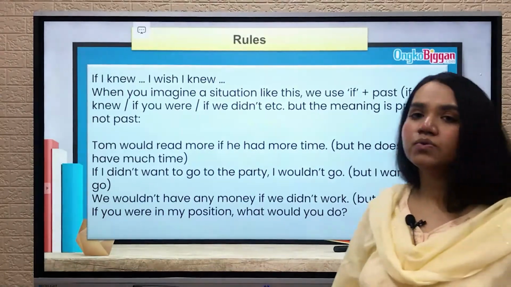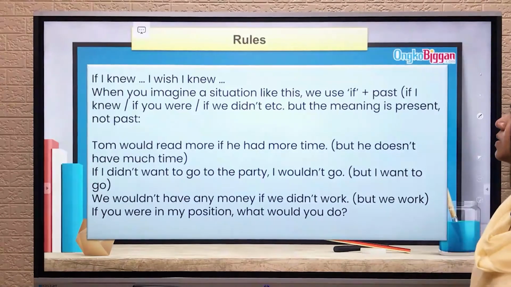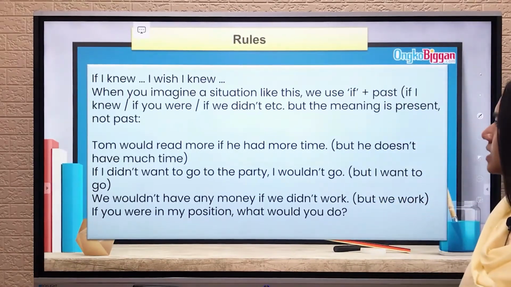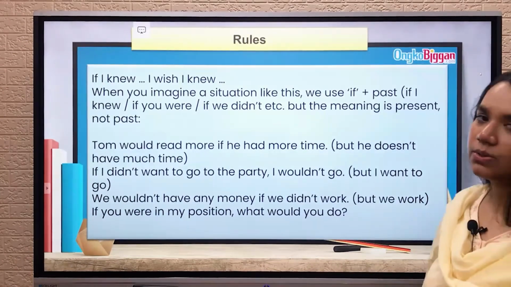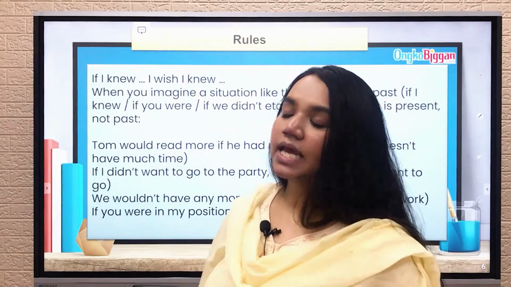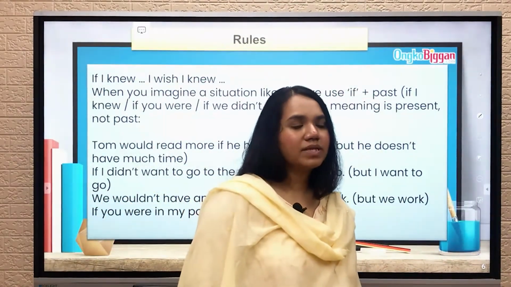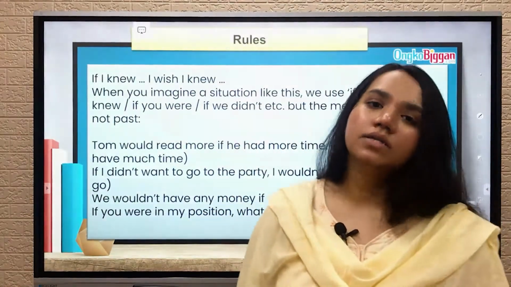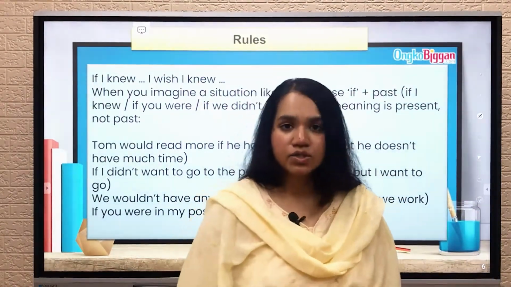Then there is another rule with "if I knew" or "I wish I knew." So when you imagine a situation like this, we use if with the past tense, like if I were or if you were, if we didn't, etc. But the meaning is present, not past. So generally, if there is any sentence where I use the word were instead of was with I, he, she, it, generally these things mean that the condition you're trying to say is something that is unlikely to happen.